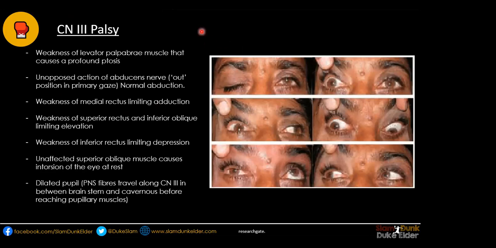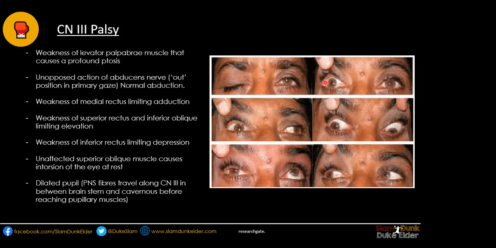That's because the oculomotor nerve innervates the levator palpebrae. Oh no, I wrote the wrong... Did I write the wrong? No, that's right. It innervates the levator palpebrae muscle, so she's got complete ptosis of the lid there. When you open the eye forcefully, you can see that it's in an outward position, and that's because you've got unopposed action of the abducens nerve.